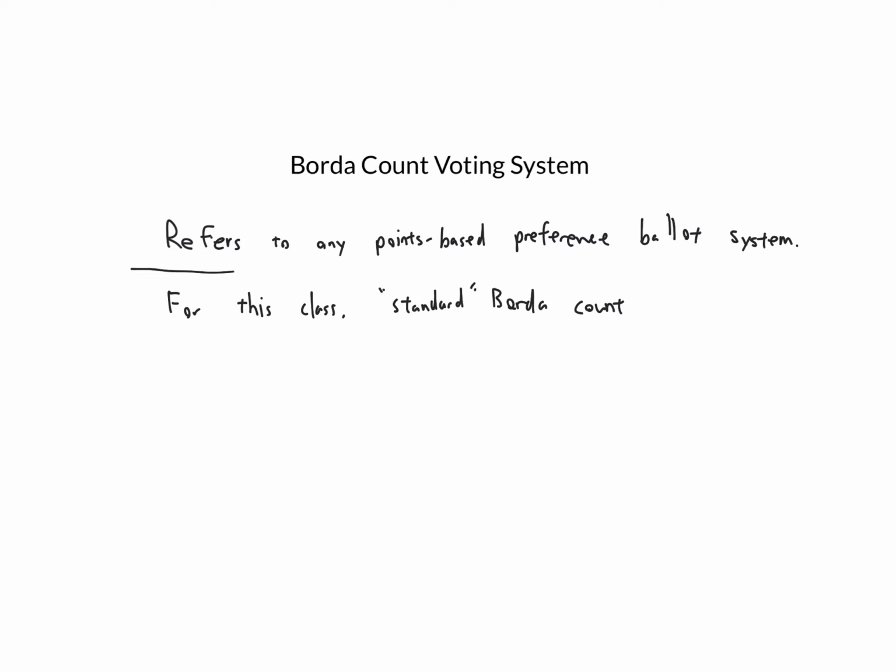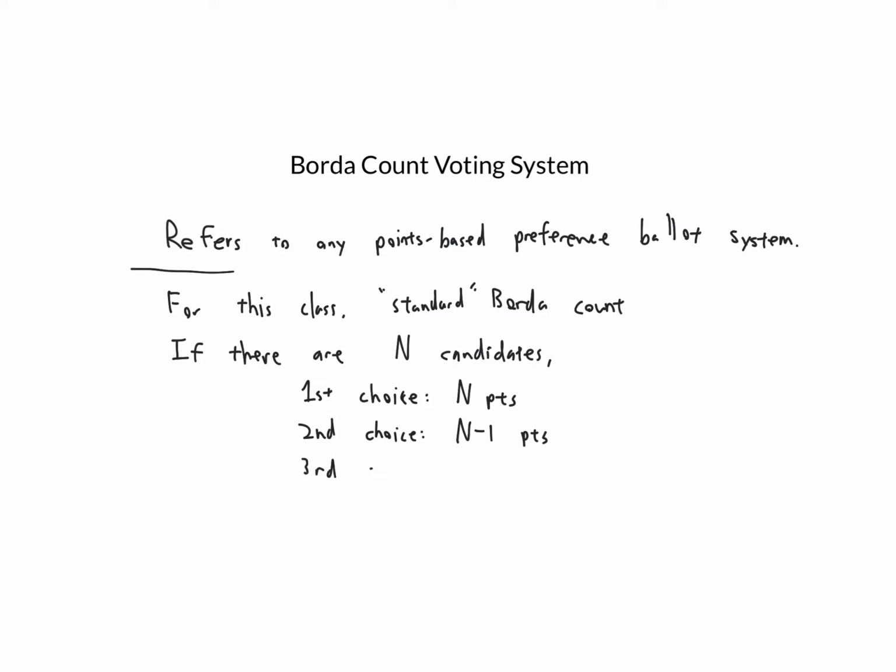And here's the point system for the standard Borda count. If there are n candidates, then each voter's first choice is awarded n points. Second choice is awarded n minus 1 points. Third choice is awarded n minus 2 points, and so forth from there, down to the last choice, their nth choice, which is awarded just 1 point.